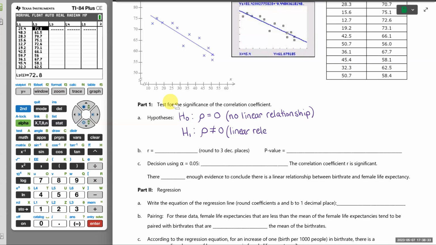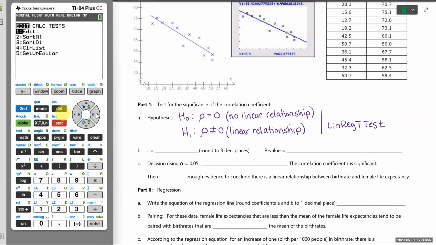All right, let me spell relationship correctly. Relationship. All right, so in order to test the claim, we run a linear regression t-test and find the sample correlation coefficient.